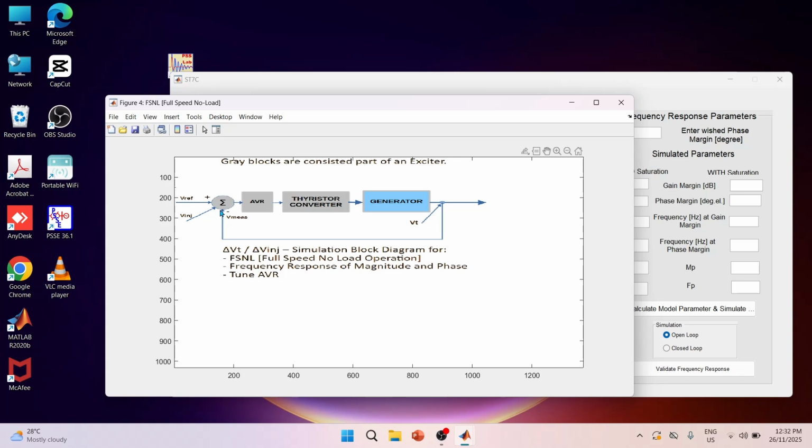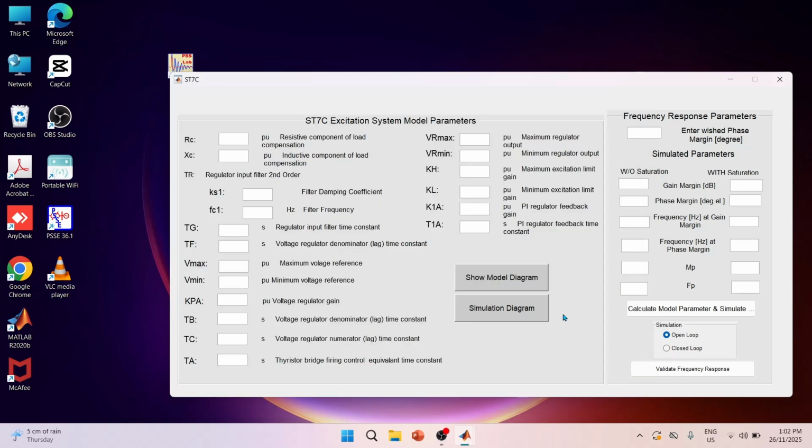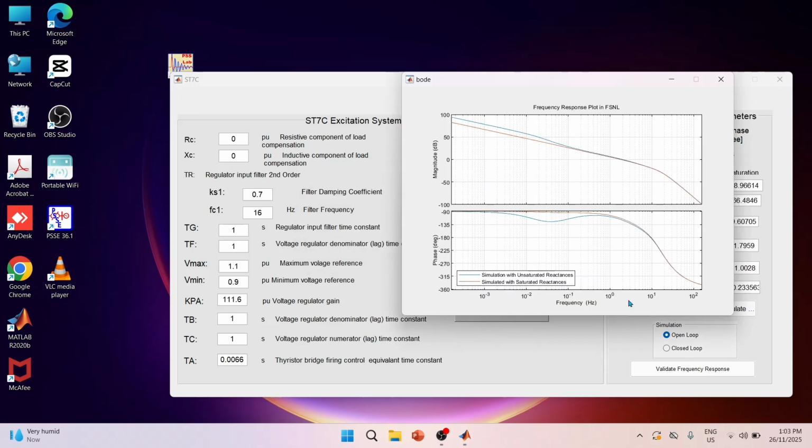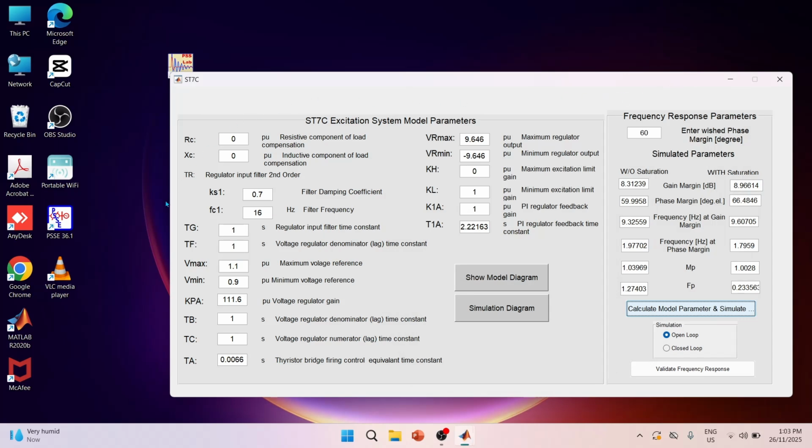into the summing point. To start the simulation, I need to enter the wish phase margin. So I enter here 60 degrees, for example, and then click on the open loop simulation and click on the calculate model parameters and simulate frequency response. An open loop frequency response plot appears on the screen, and all calculated parameters fill in the text boxes in the form.